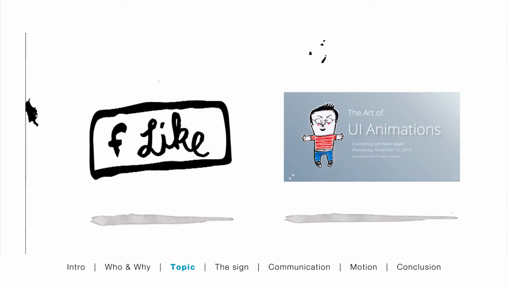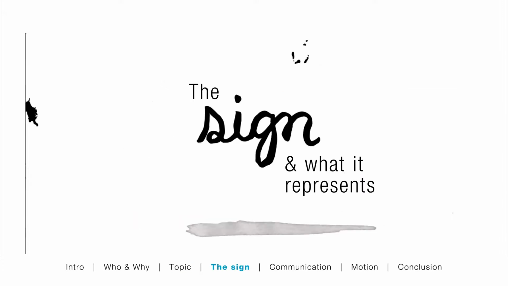As technology grows and our ways of communicating do as well, graphic designers need to understand the power they have in shaping meaning in any environment through the use of semiotic signs. Let's take a look at what a semiotic sign is. The sign and what it represents.